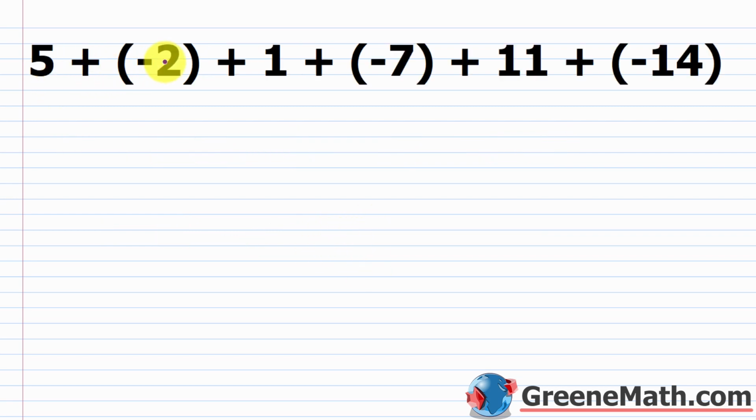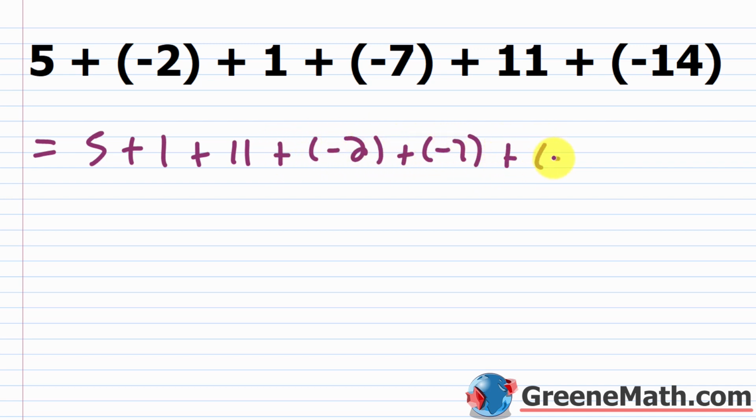What about 5 plus negative 2 plus 1 plus negative 7 plus 11 plus negative 14? So let me put 5 plus 1 plus 11 next to each other. And then plus negative 2 plus negative 7 plus negative 14. I'll put those next to each other. And again, just add the numbers with the same sign first. So those guys, let me do this in a different color. And those guys, you'll do them separately.